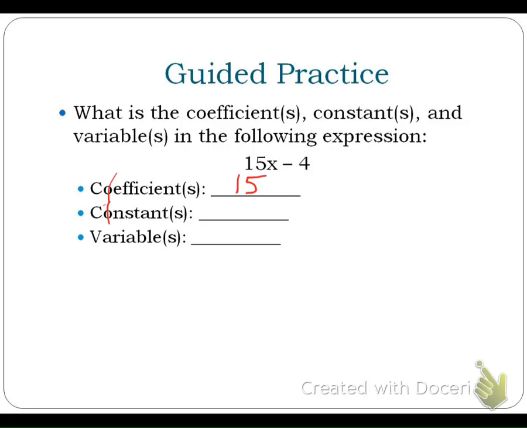Our constant is -4. Do you remember your negative sign? Remember that constants and coefficients always have a sign. If you don't see it, it's positive, so you could have written positive 15 and you'd be equally correct. But the constant, you have to have that negative sign because that negative sign is with it. And then variables. Our variable in this expression is x.